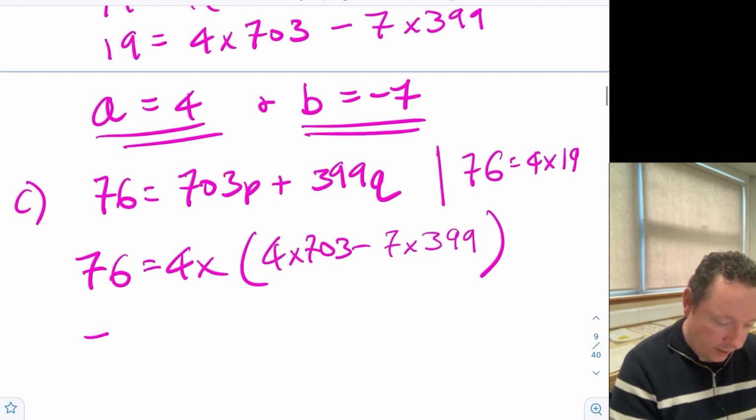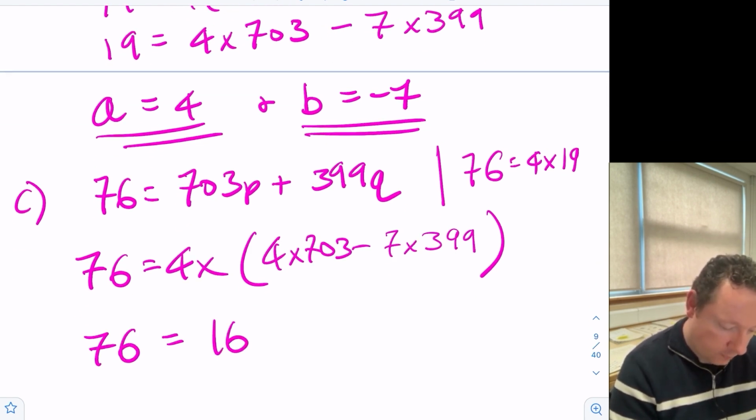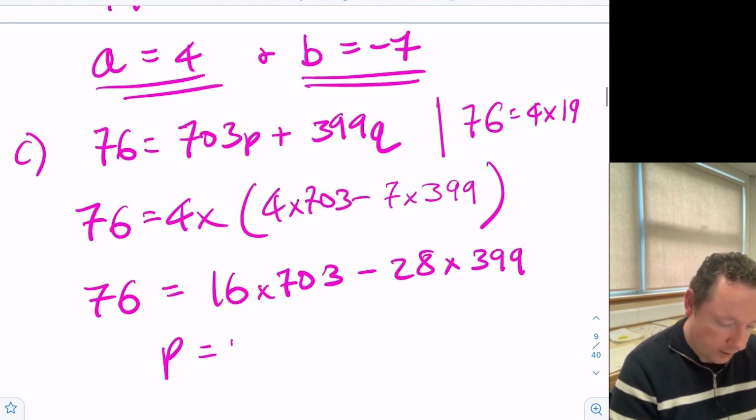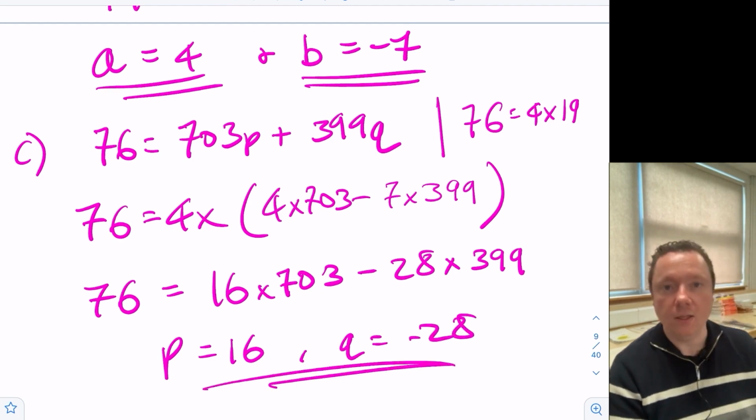So that means that 76 is equal to 4 times 4, which is 16, times 703, 4 7s is 28, minus 28 times 399. In other words, p equals 16 and q equals minus 28. And we're done there.